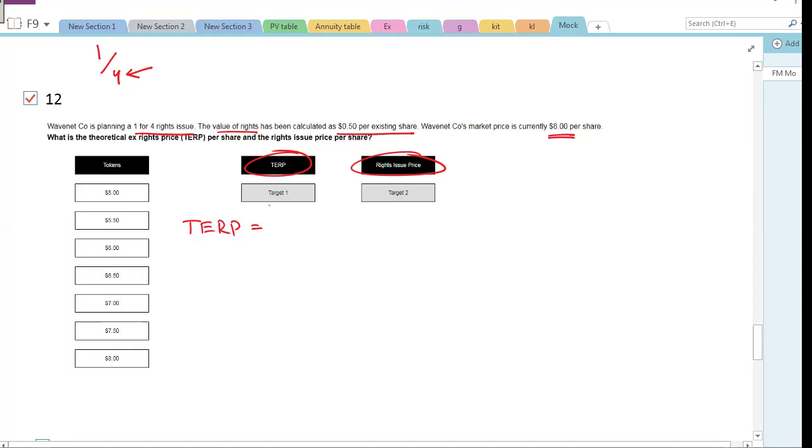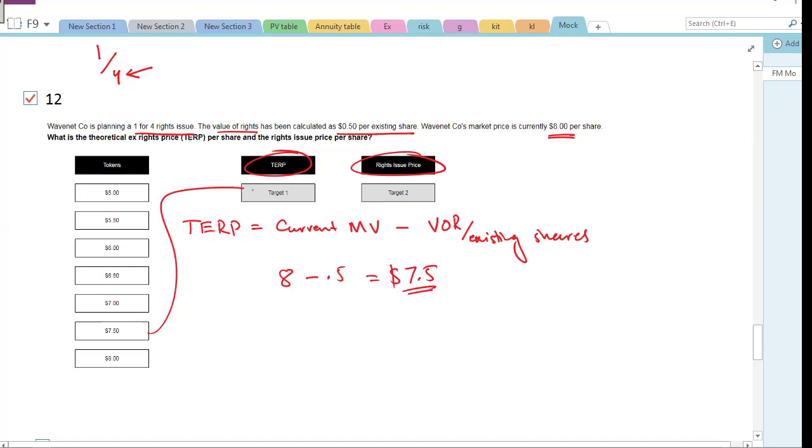Now, the theoretical ex-rights price will be your current market value minus the value of the right per existing share. The current market value is $8, and the value of the right per existing share is 0.5. So that will be $7.5. So the theoretical ex-rights price calculation will be here. Now, the second one is the rights issue price.